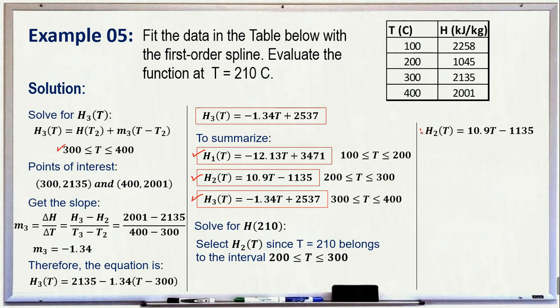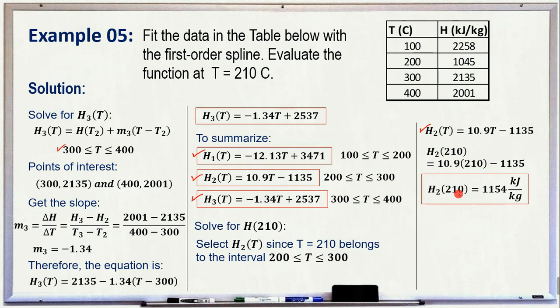Now, this is our second linear spline equation. We're going to substitute t equal to 210. So we have 10.9 times 210 minus 1135. That will give us an enthalpy of 1154 kilojoules per kilogram. So this is the enthalpy at a temperature of 210 degrees Celsius.